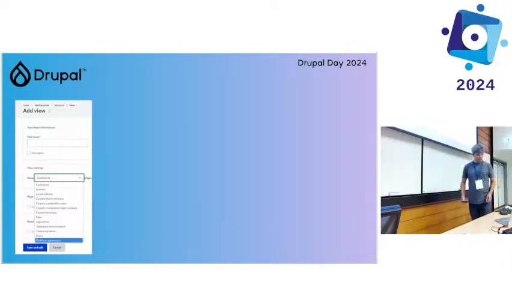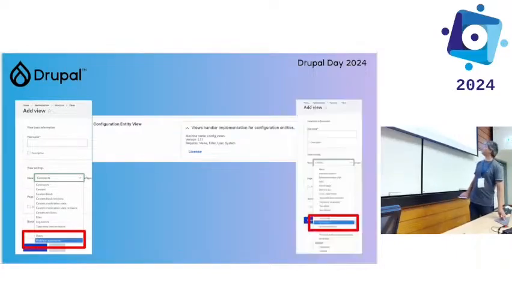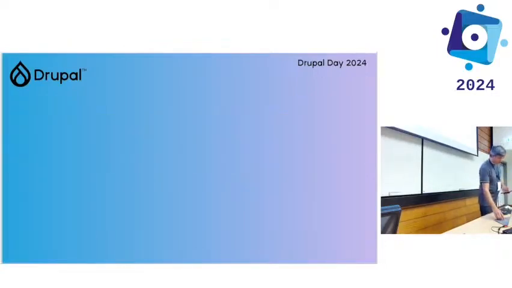I started creating a view, and to my surprise, there were web form submissions, but no web forms to list. So I spent lots of time trying to find the right model, which is configuration entity view, that then allowed me to have web forms on that list. That was the first blocker.